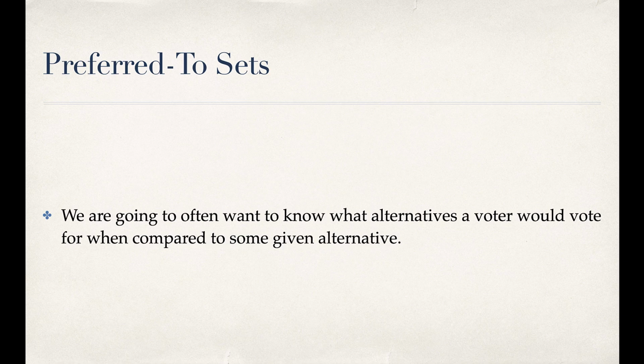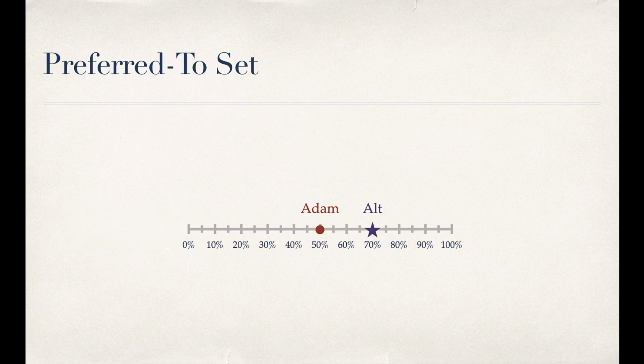So what we're going to want to know often is, here is the standing status quo alternative. What are all the things this voter prefers to that status quo, all right? We're going to call that the preferred-to set. So here's a graphical example. Here's Adam, and here's an alternative, 70%. Adam likes 50%, all right? 50% is Adam's ideal point.